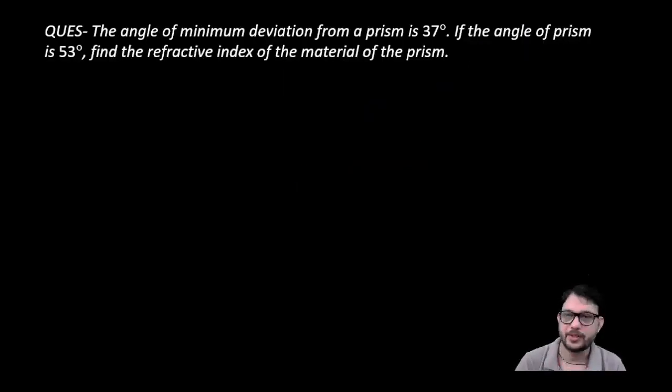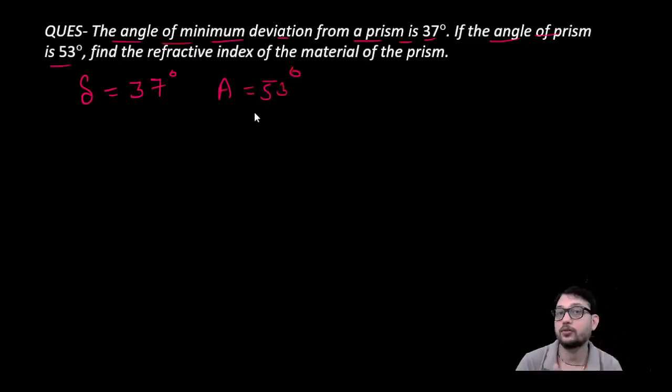Now this is your question, because I have discussed the derivation in front of you. So we have come here for the numerical. The angle of minimum deviation for a prism is 37 degree, it is given. It means delta m is given, that is 37 degree. If the angle of prism, capital A, is 53 degree, that is also given to you. Find the refractive index of the material.